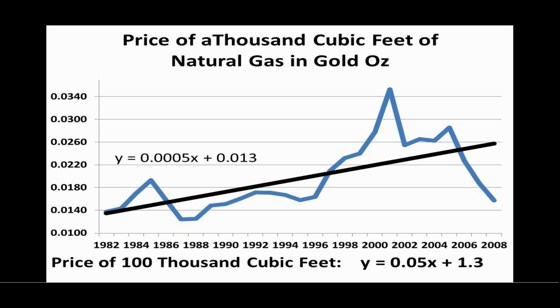So instead of dealing with 1,000 cubic feet, the price of 1,000 cubic feet of natural gas in terms of gold ounces, if we deal with 100,000 cubic feet, then the equation that we have is y equals 0.05x plus 1.3. And that means that if in 1982 100,000 cubic feet of natural gas was 1.3 gold ounces, then you would have to add 0.05 gold ounces for each year in order to explain what happened with the actual price.